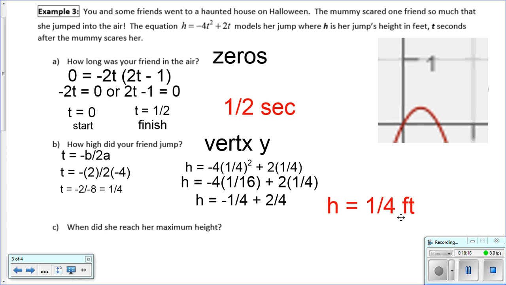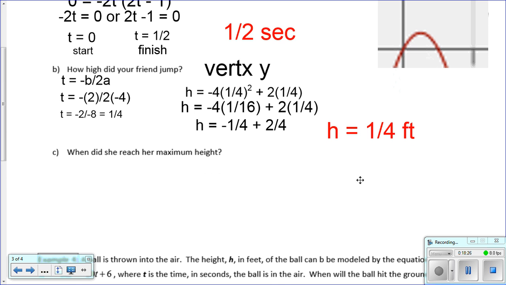So she goes 1/4 of a foot into the air. So 3 inches into the air, which is pretty high. And then it asks, when did she reach her maximum height? That's the x value, your time. And we already found it right here.